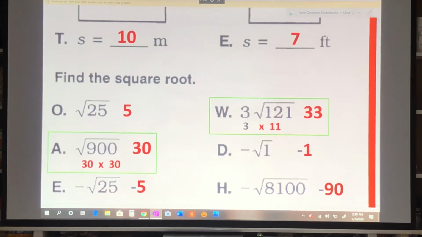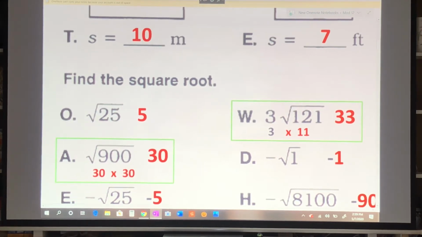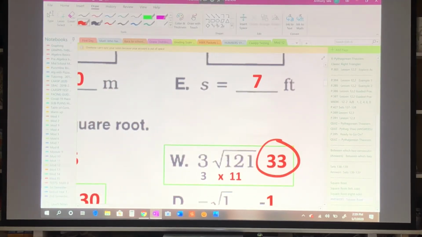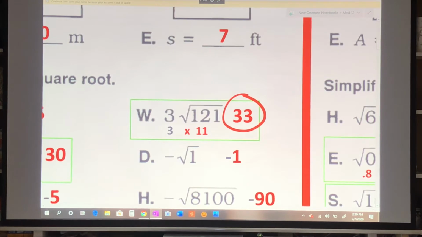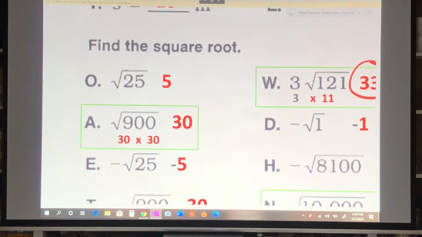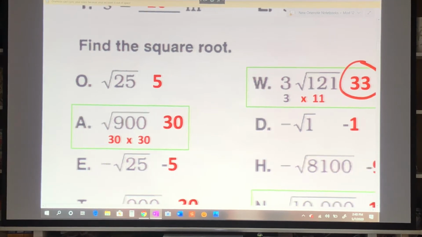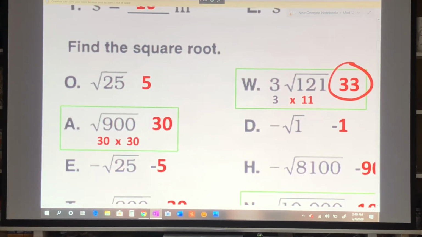Okay, so the square root of 25 is 5. 3 times the square root of 121, well, the square root of 121 is 11. 3 times 11, there you go. The square root of 900 is 30, and 30 times 30 gives you 900. Let's use that big old red pen. It shows up better. The square root of 900 is 30 because 30 times 30 is 900. 1 is a perfect square, if I remember correctly. The square root of 1 is 1 because 1 times 1 is 1.